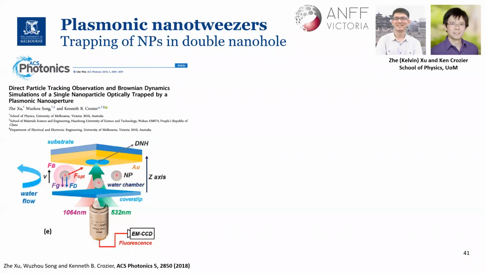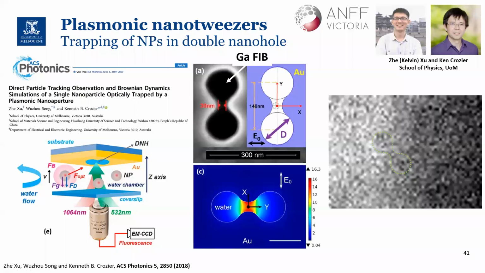Okay, so now we're getting into the last case study just before we talk about the future of the technique. And we're now talking about some plasmonics. So some researchers from the School of Physics are creating apertures where they can trap nanoparticles. So these are what they call double nanohole apertures, and they have a gap here of about 30 nanometers. If they illuminate this double nanohole with a laser, they can create an incredibly strong electric field in the center that is enough to trap a nanoparticle in that spot. And they're using these traps to study particle motion.